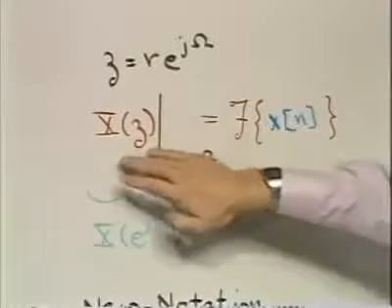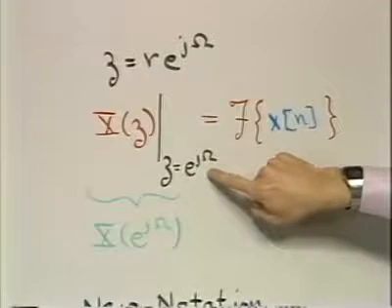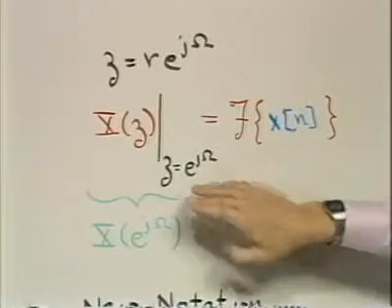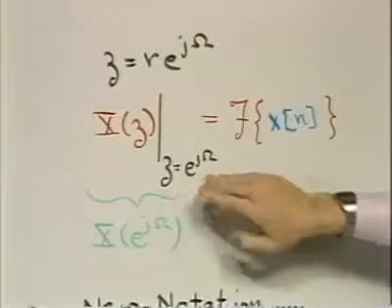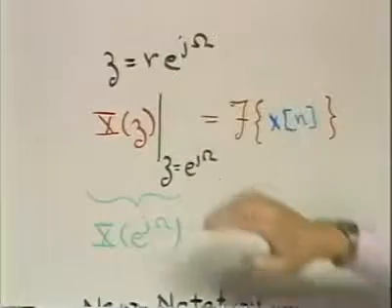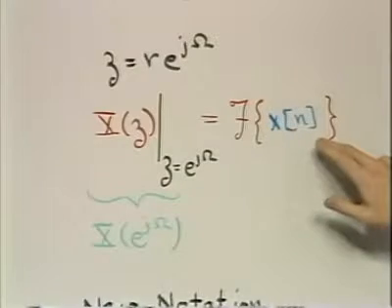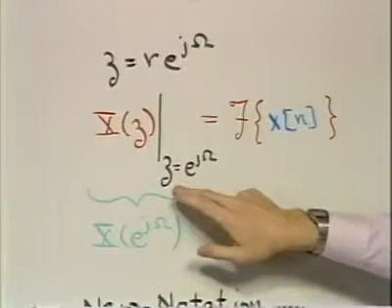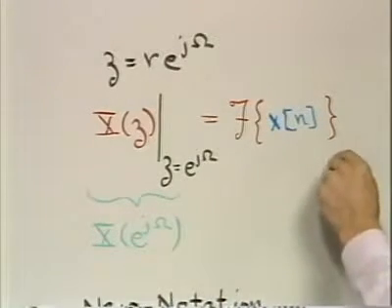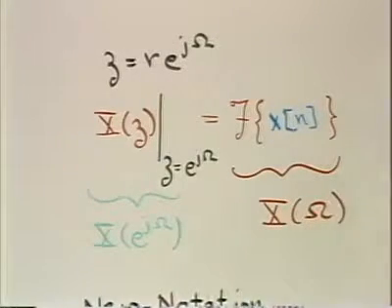So if we have X of z, the z transform, and we look at that for z equal to e to the j omega, and z equal to e to the j omega is similar to saying that we're looking at that for the magnitude of z equal to 1. We're specifically choosing r equal to 1, which is the magnitude of z. Then this is equal to the Fourier transform of the sequence. So the z transform for z equal to e to the j omega is the Fourier transform. And so this then corresponds to X of omega, namely the Fourier transform.